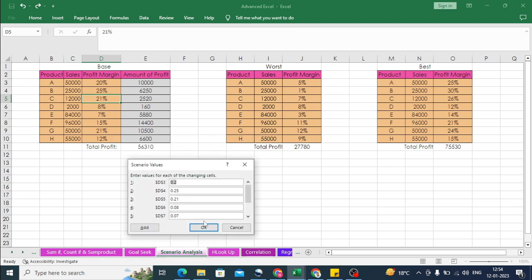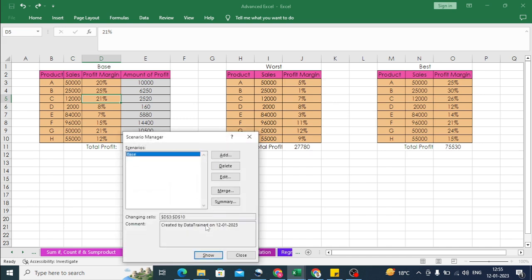Now it shows the profit margin in points. So basically 20% of product A is 0.2. It's the same thing: 25% is the profit margin for product B. Over here it is 0.25. So essentially we have the right data now. We can click on OK. So now we have added a scenario which is the base case scenario.